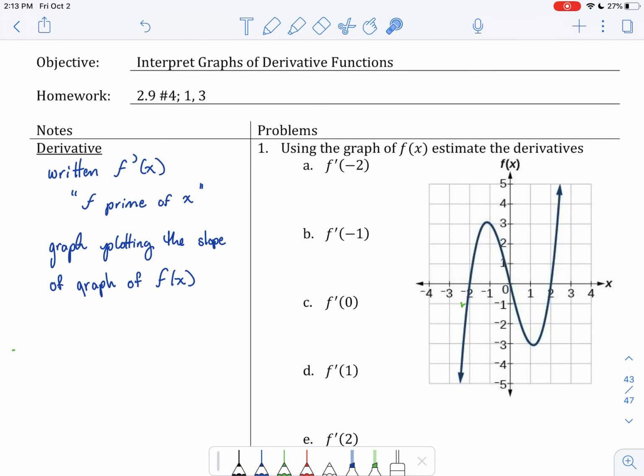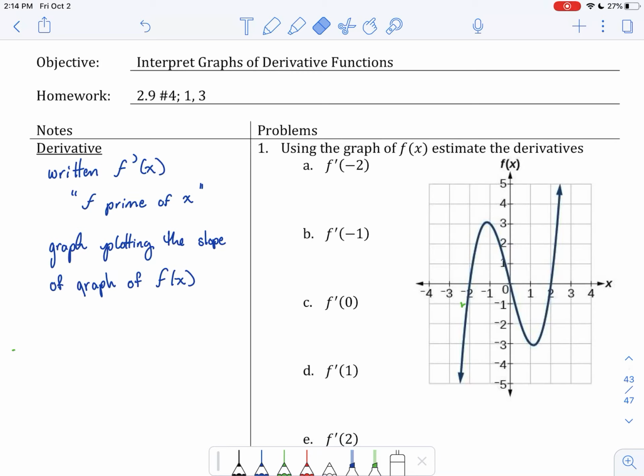Now, a derivative is written as, for example, we see here, f is the function, and then the derivative of f is written as f prime. That's what we call it when it's got a little apostrophe like this. And what it is, is a graph or a function that plots the slope. So we've been talking a lot about slopes of tangents and graphs, and the derivative is a function that plots the slope of another function. In this case, if this is f prime, it has the slope of f.